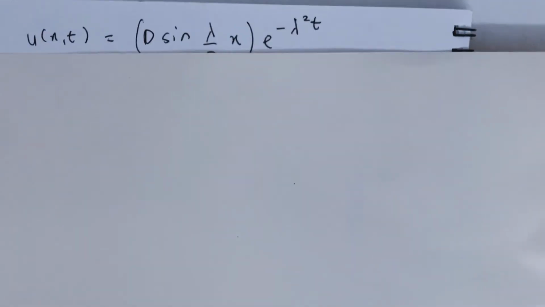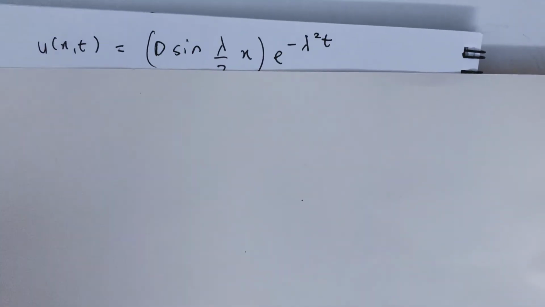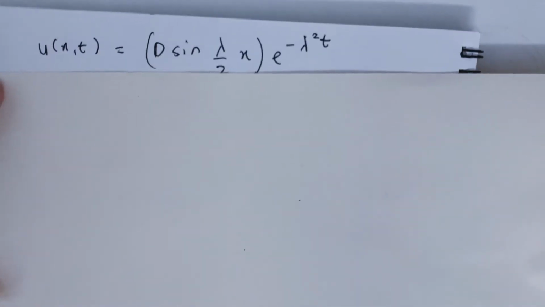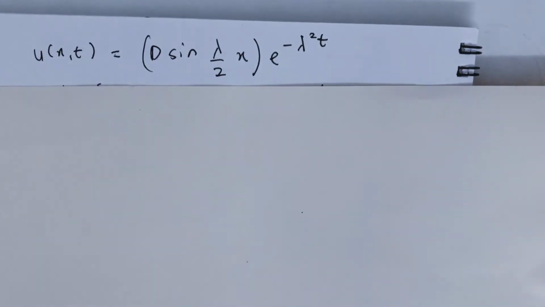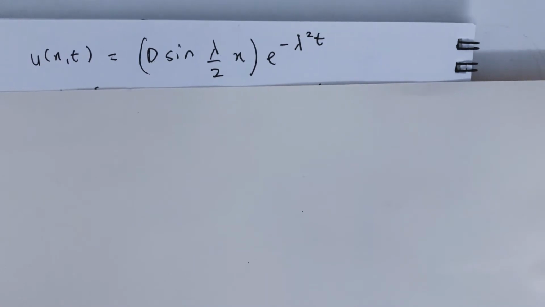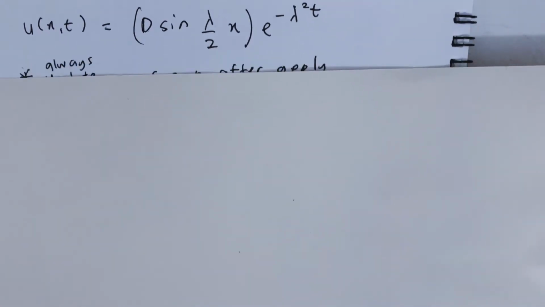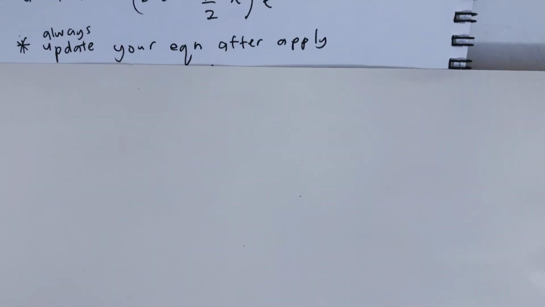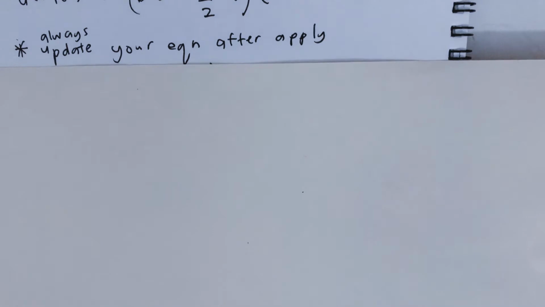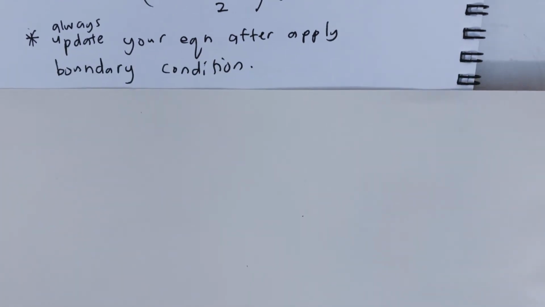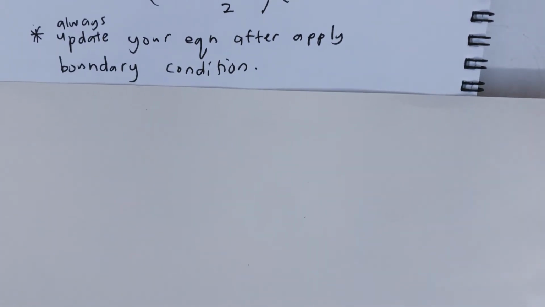Okay, then after getting the value for the constant, we're going to update our equation. So no more e, so we are only left with d sine lambda over 2 x exponent negative lambda squared t. Then we're going to apply the second boundary condition, but don't forget to always update your equation after applying the boundary condition. That's a very important note.